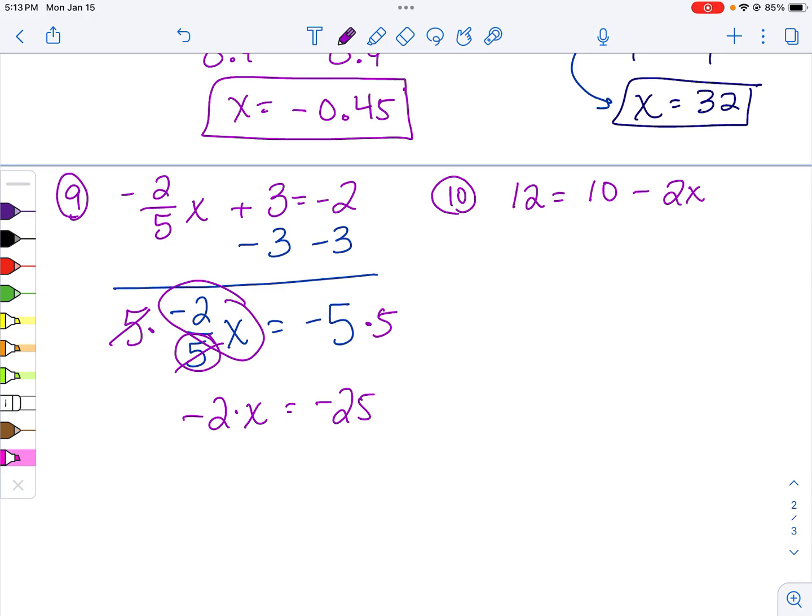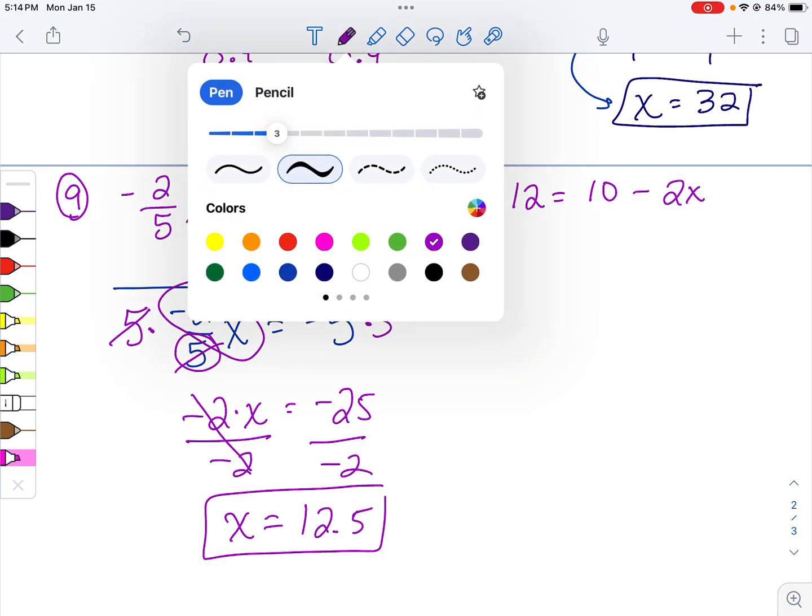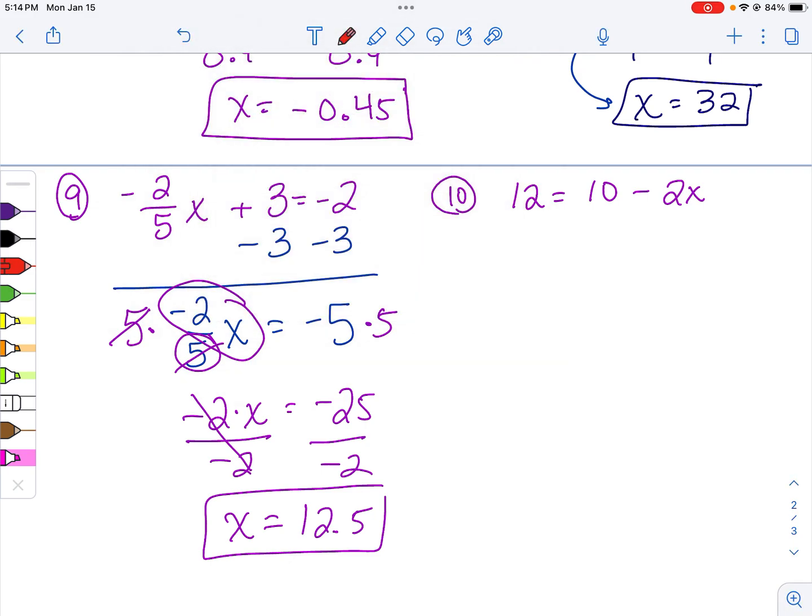So I'm going to take both sides, and I'm going to divide those by negative 2. So the negative 2's divide to give me 1. So I just get 1x, or like we said, x. And then negative 25 divided by negative 2 is a positive 12.5. Again, it's a decimal, but it's a nice decimal. And we're okay with nice decimals.